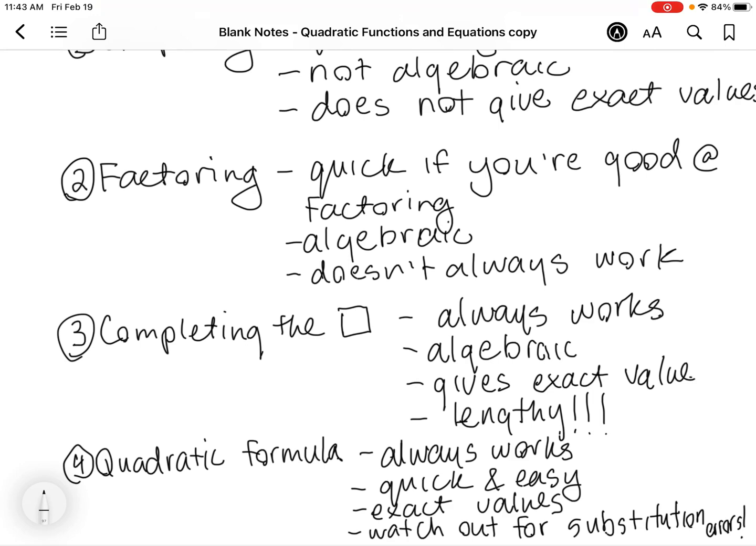Okay, so these are the 4 methods that we looked at. Make sure that you're paying attention to instructions because you may be asked to use one specifically, or you may be asked to solve something algebraically or give exact values. But if you're not, then everything is up for grabs.